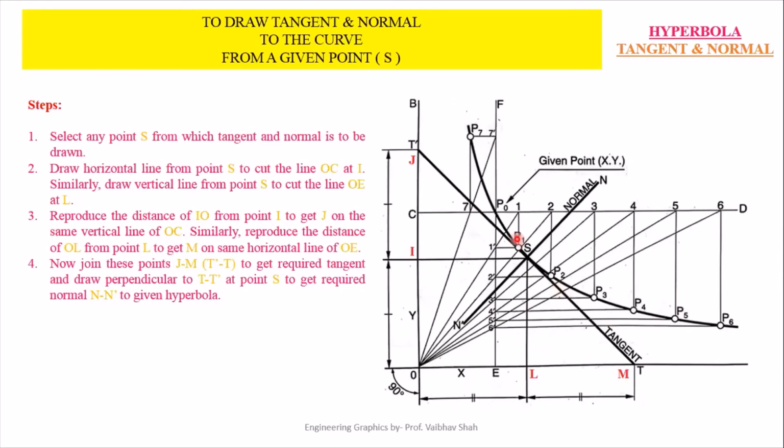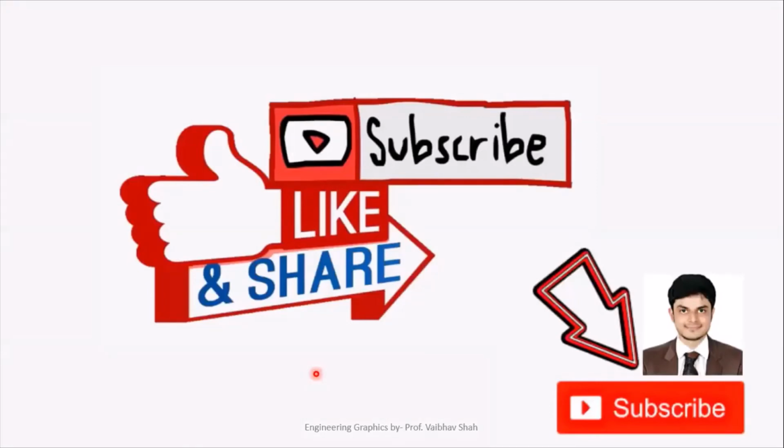Now after drawing your tangent, if you want to draw your normal from your S point, then you have to simply draw one line 90 degree to your tangent, which will be your new line N dash, and which is nothing but your normal. So very easy. So you can use this method for drawing tangent and normal to hyperbola, either drawn by your rectangle method or drawn by your oblique method.